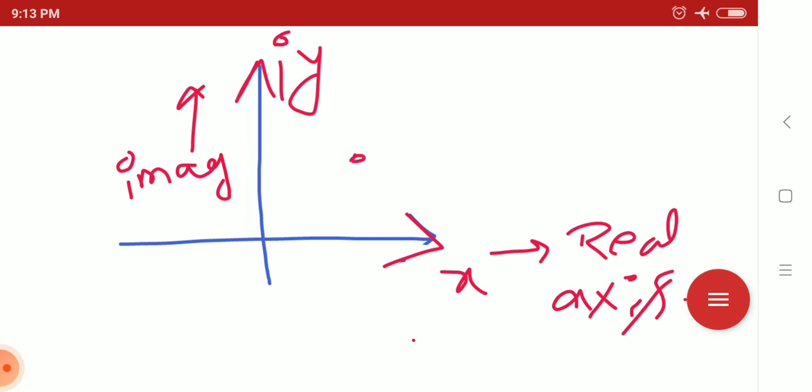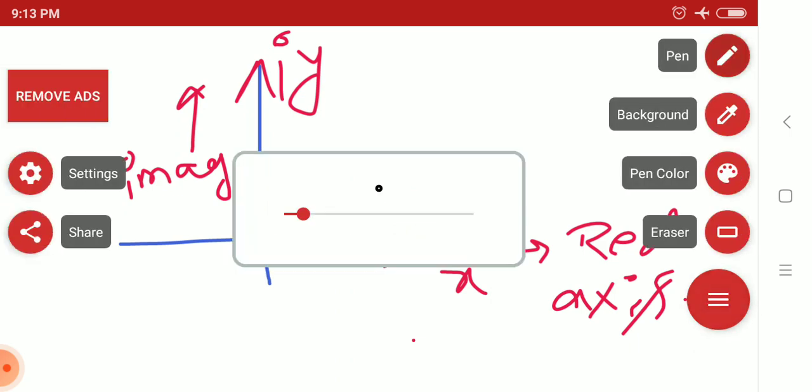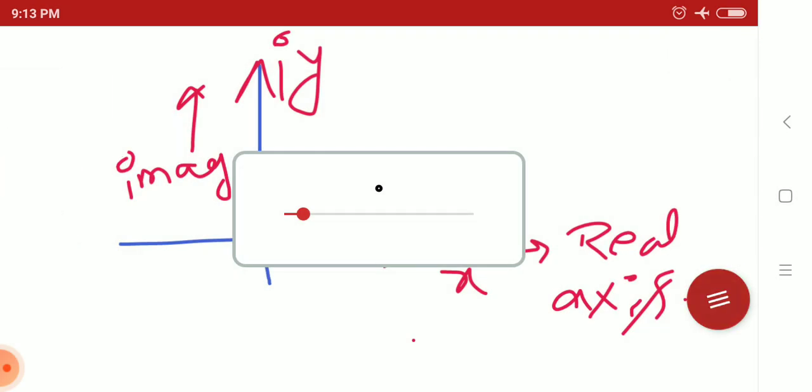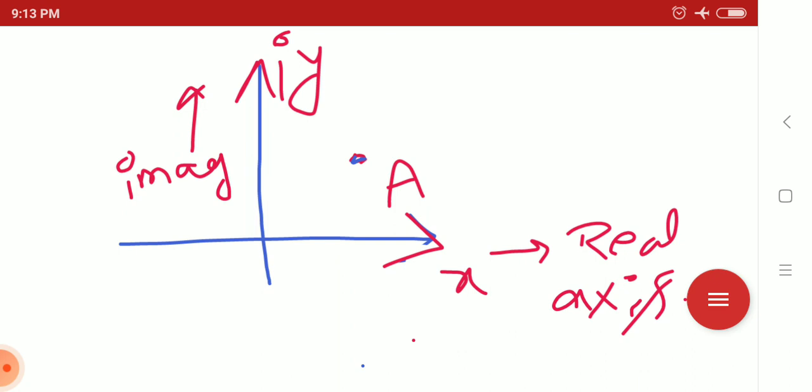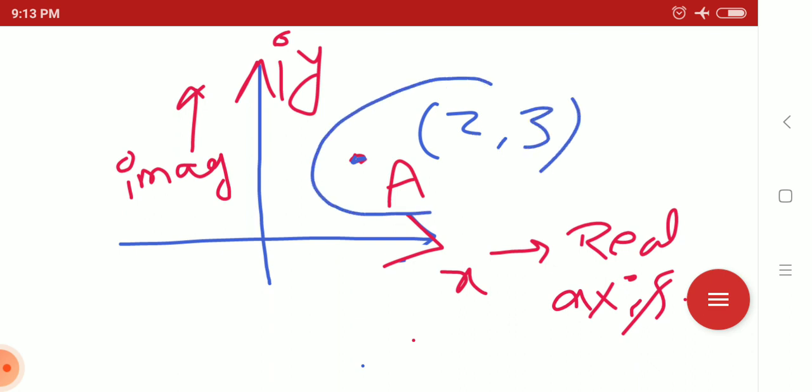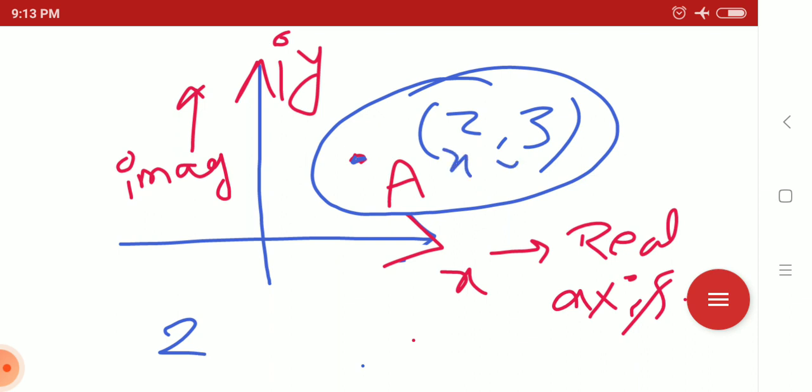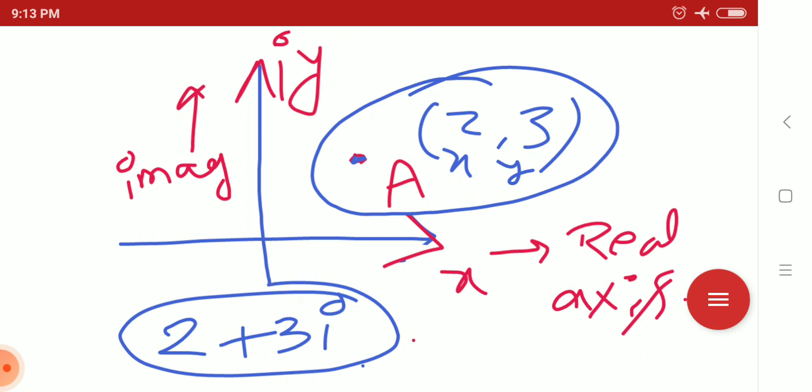Suppose there is a point, and name that point A, in this Cartesian form of complex numbers. You can write the coordinates of this point as, suppose, 2 and 3. So how can we represent it in the Cartesian form of a complex number? Here it is x, here it is y: 2 plus 3 iota. This is the Cartesian form of a complex number in the complex Argand plane.